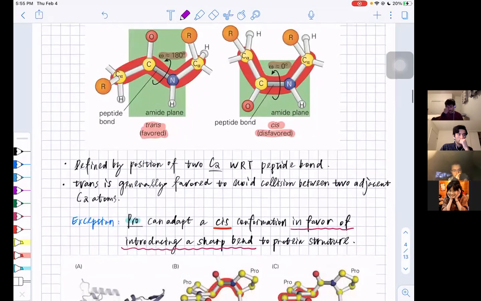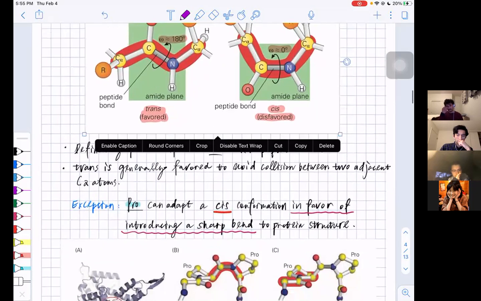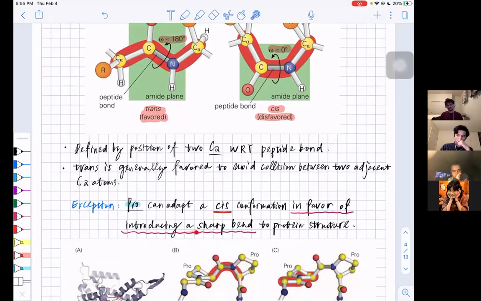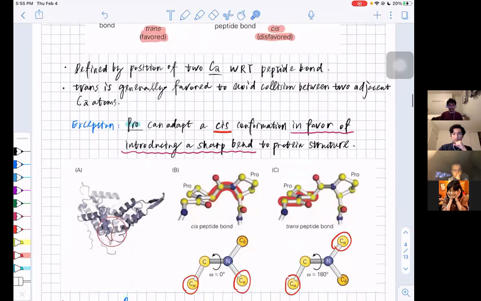structure. But the thing to notice in this statement is not that it introduces a sharp bend, but more about proline. I invite you to think through why it is proline that can adopt a conformation which is disfavored by other amino acids.